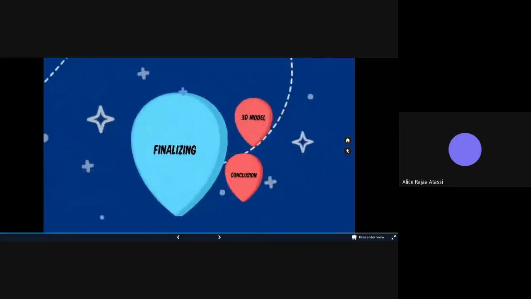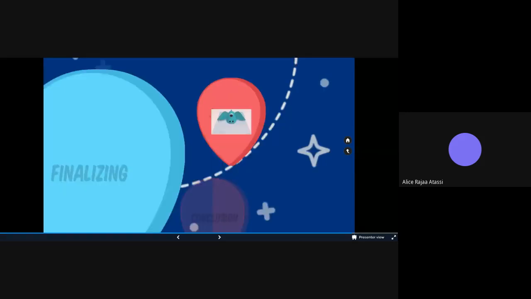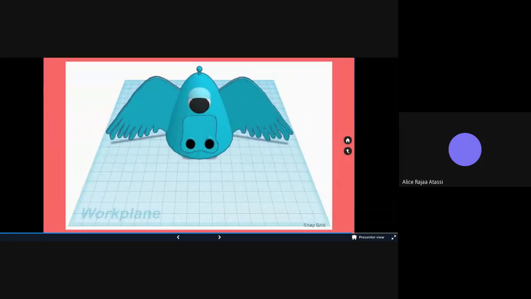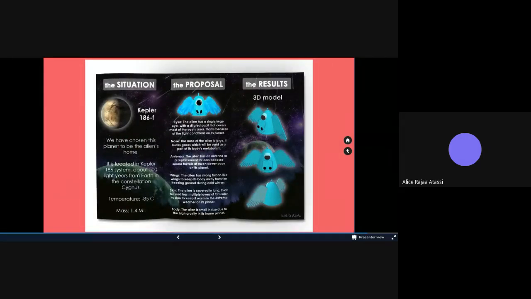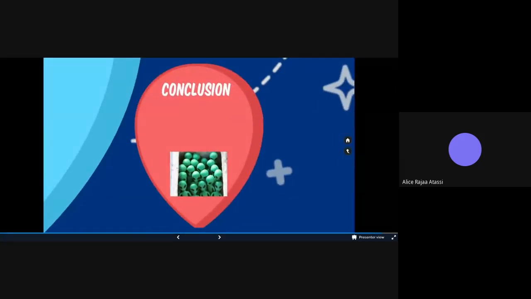After research, we decided to take our work to the next level by designing a 3D model of our alien. Then we presented this along with a summary of our research in a detailed poster, which you can see on the screen. So, concluding, contrary to popular belief, the alien will not have green, smooth skin, nor will it eat human brains or walk.